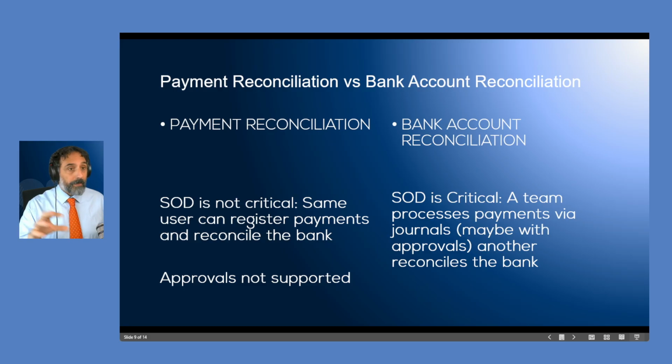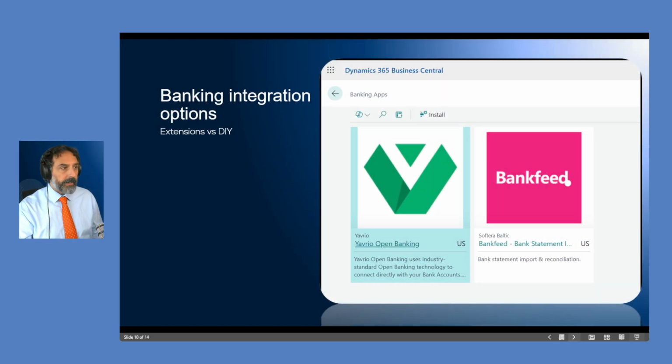So one team processes the payments via payment journals, maybe with approvals, maybe with budgeting rules, maybe using cost centers for financial reporting using dimensions, and then another team reconciles the banks, usually somewhat higher, with higher authority, right? A line manager, finance manager does the account reconciliation; accounts payable and accounts receivable process payments, separation of duties and approval. That's it, really.